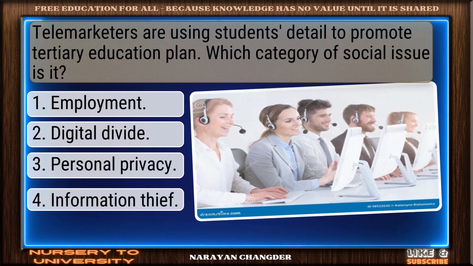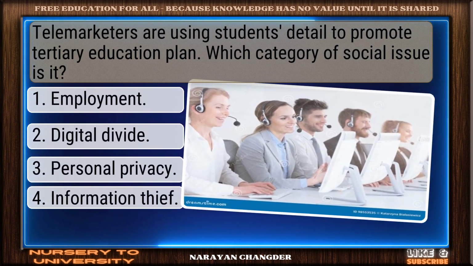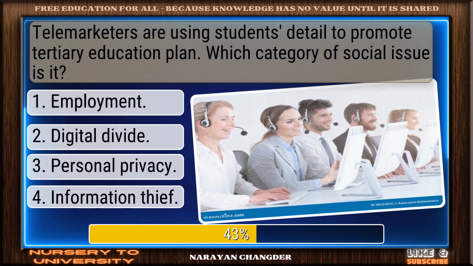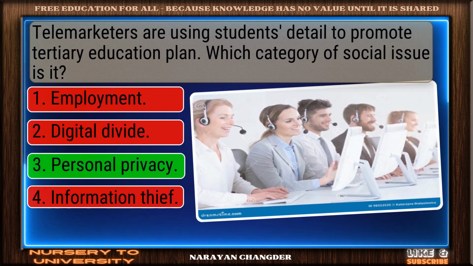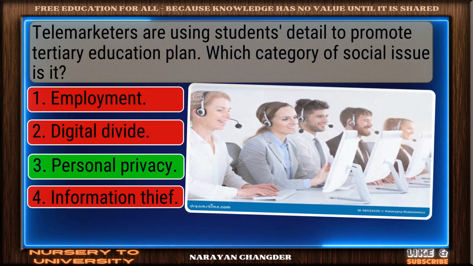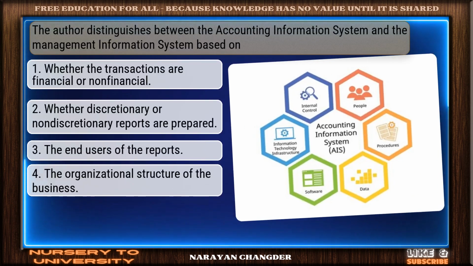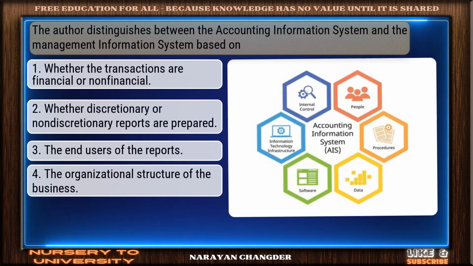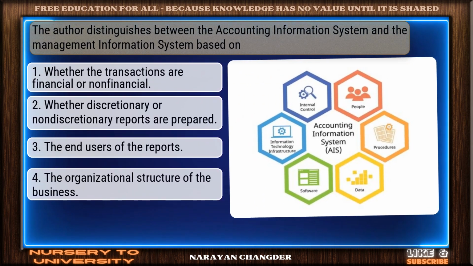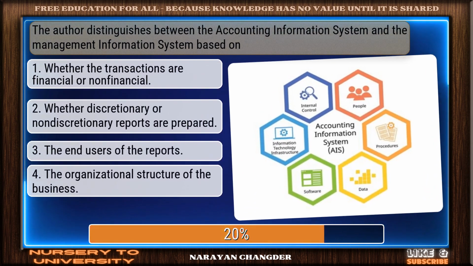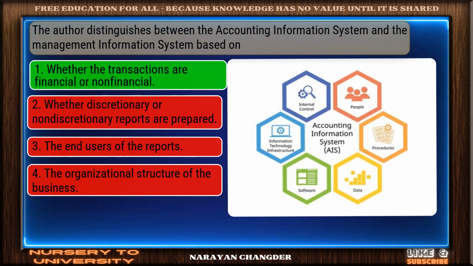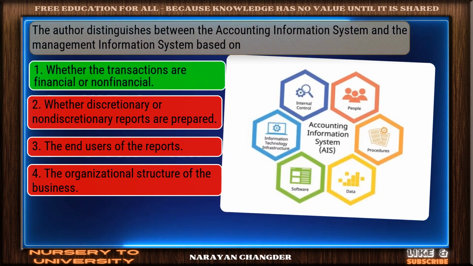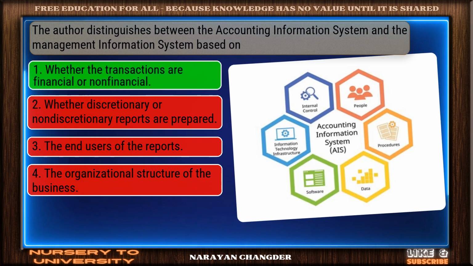Telemarketers are using students' details to promote tertiary education plans. Which category of social issue is it? Sharp thinking. Personal privacy is the right choice. The author distinguishes between the accounting information system and the management information system based on? Great job! Whether the transactions are financial or non-financial is the accurate answer.